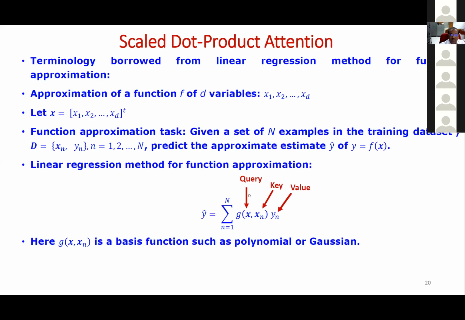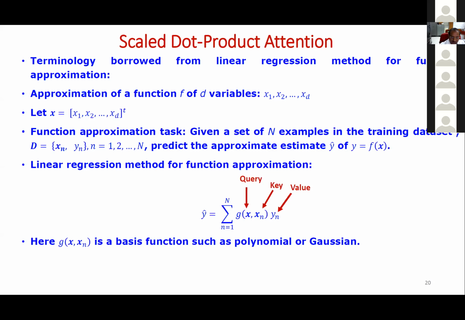But what I want you to note here is that the query corresponds to this x here, and the key corresponds to one of the training examples, and yn corresponds to the desired output. Okay, and we try to compare the query with the key and estimate some kind of a similarity measure, and use that similarity measure as some kind of a weight also applied on the value, using which we try to generate the desired output here.